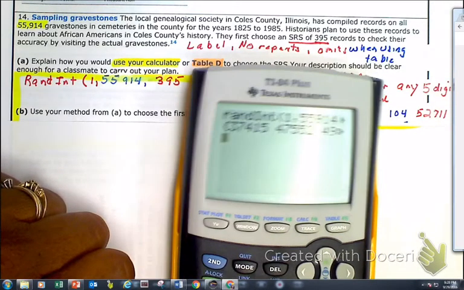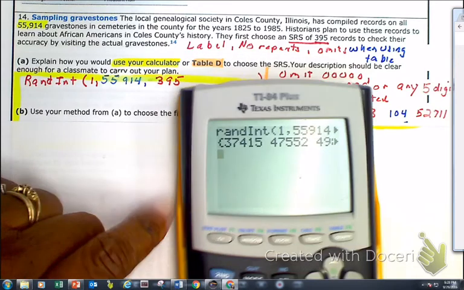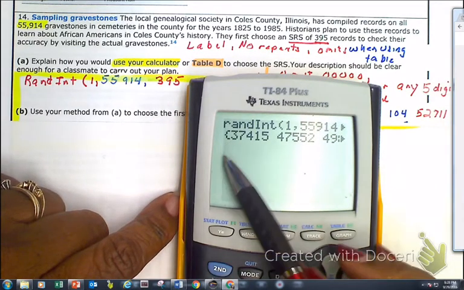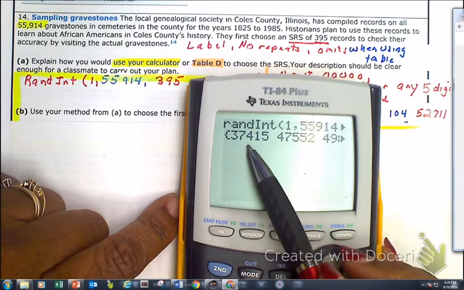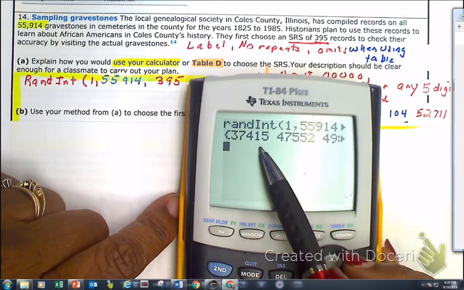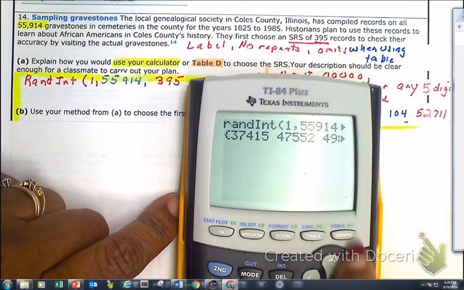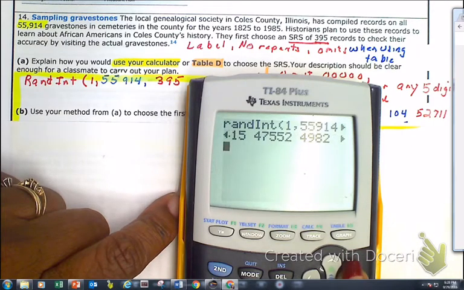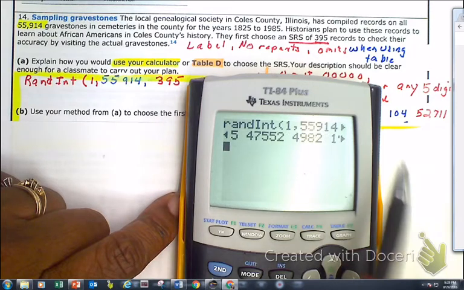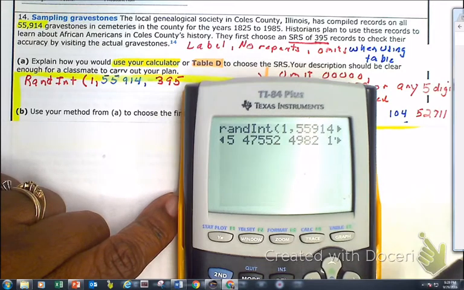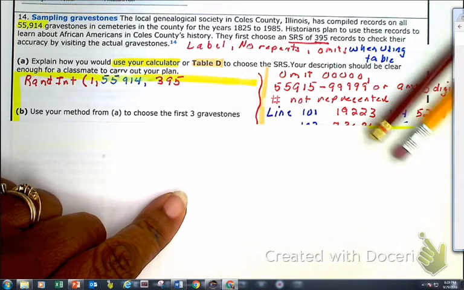So they want the first 3 that they've asked us to list. The tombstone that is listed, 37,415, that's one of them. Here's the second one, 47,552. And then the last one, wait for it. The one that's just labeled 4,982. Now that's how we do it in our calculator.